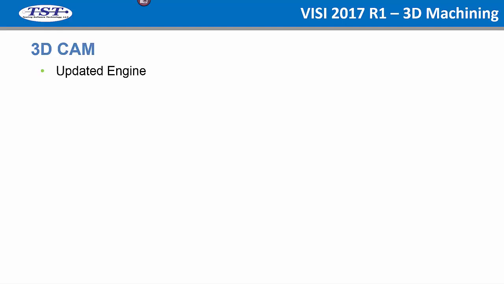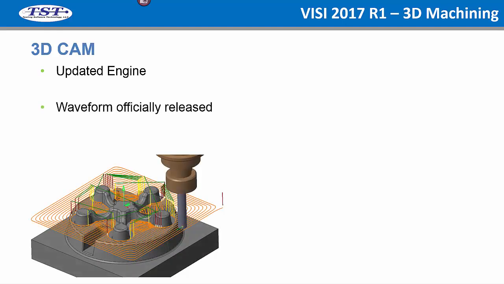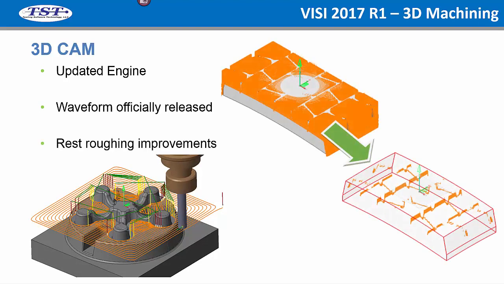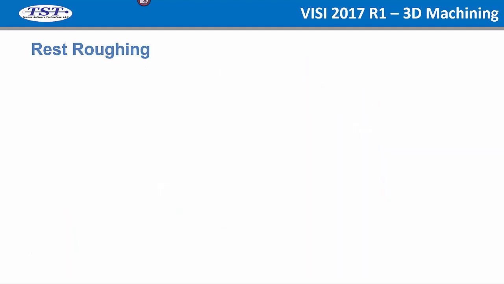So let's take a look at that 3D machining. So, updated engine. The waveform is officially released. That is going to be a step-down method within the roughing hybrid for you guys. Some of you guys have already been using this and loving it. This is partially what we showcased at the seminars in-house in a machine house. So look at some of the rest improvements as well.